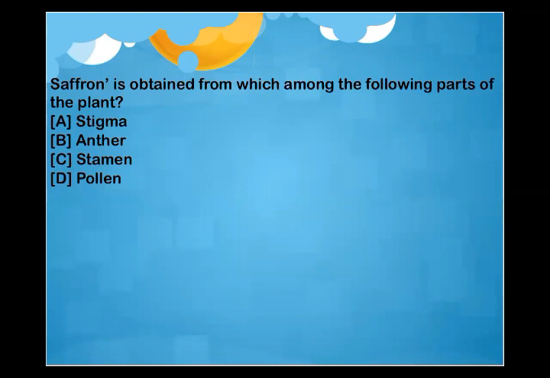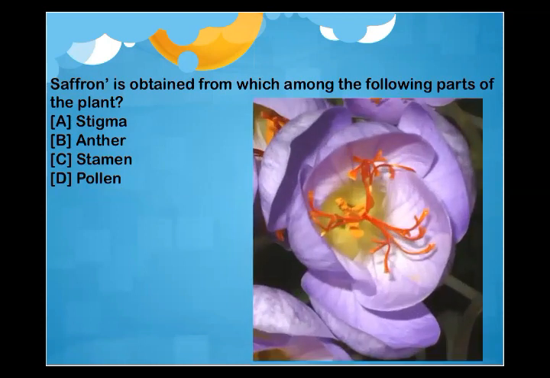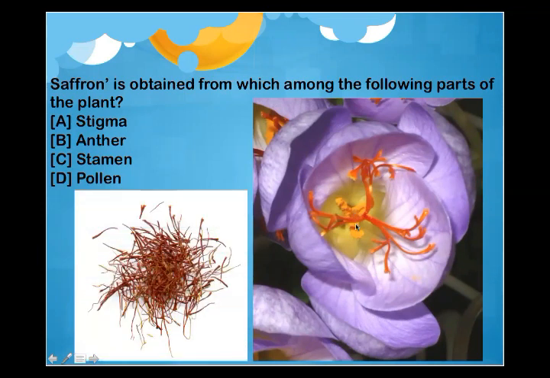Saffron is obtained from which among the following parts of the plant? Saffron is the stigma. When you look at this particular plant, saffron, Crocus sativus, the stigma part is utilized in trade as saffron. It contains a great pigment, and that pigment is used in many food colorants.